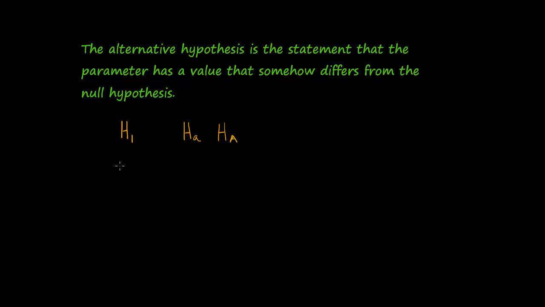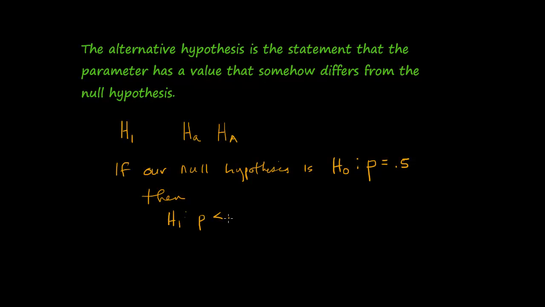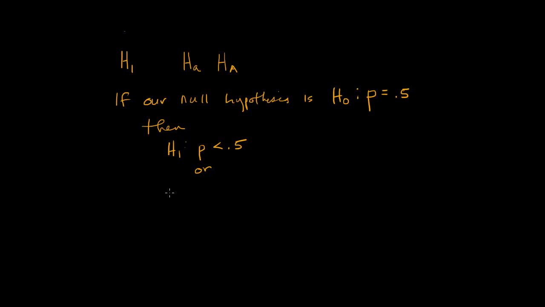So, for example, if our null hypothesis is H sub 0, the population proportion is 0.5, then for our alternate hypotheses we could have H sub 1, the proportion is less than 0.5, or, depending on what our statement is, what our claim is and what we're trying to show, we could say H sub 1 is that the proportion is greater than 0.5, or that it's just different from 0.5, and the way we would say that is it's not equal to 0.5.